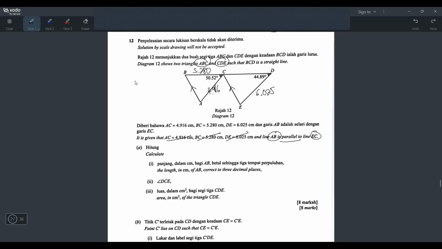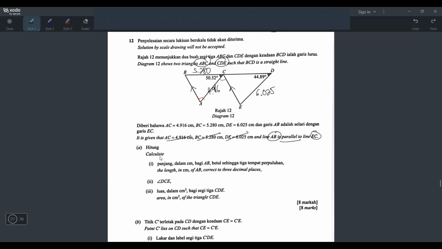Wait. Okay, there is a Z shape, right? Because when two parallel lines form a Z shape, this angle and this angle are the same. So can you tell me, in this Z, which angle and which angle are the same? This red color angle and this red color angle, right? But we don't know this angle, so I'm just going to leave it for now.